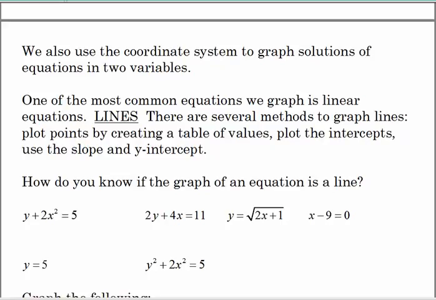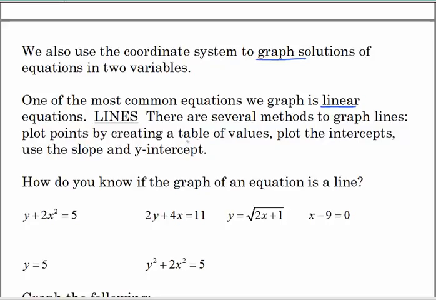The reason why that coordinate grid is so important is because it's going to allow us to graph solutions of equations. That's really what a graph is. It's solutions of equations. The most common equation that we graph is a linear equation, otherwise known as lines. Lots of different ways to graph lines.